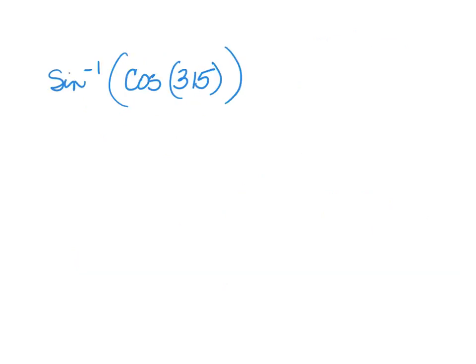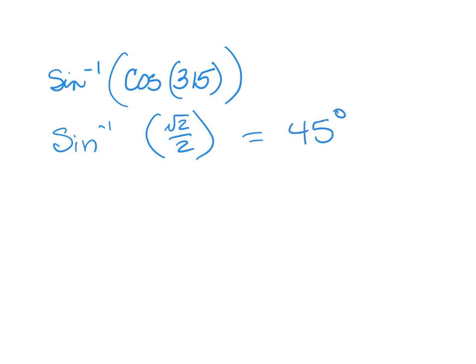What do we do here? What is the cosine of 315? Look at your unit circle. Cosine is root 2 over 2. Who has a sine of root 2 over 2? Remember, you look in the first quadrant first. You're going to find it there. 45. The final answer is 45 degrees.